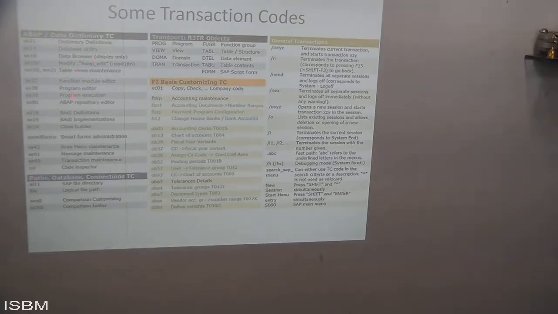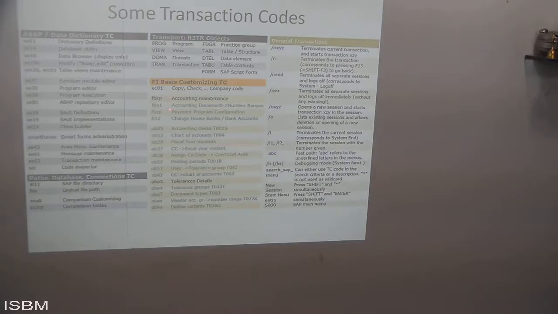Basically these transactions belong to these executions. Then we have some paths, database connection. AL11 for SAP file directory, which gives you the directory file, basically the logical file path. SCU0 gives you comparison customizing. SCMP is comparison of tables. R3TR PROG is basically a program. VIEW gives you a view, DOMA is domain, TRAN is transaction, FUGR gives you function group, TABL table structure, DTEL data element, TABU table contents, FORM SAP script form. Transport, this is a transport; it will give you the transport over here.